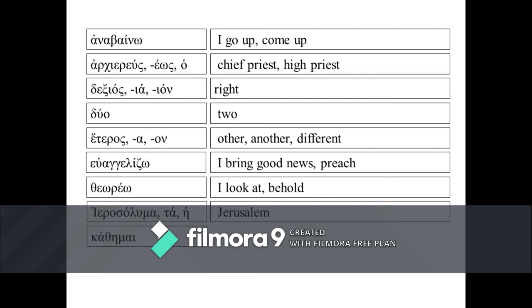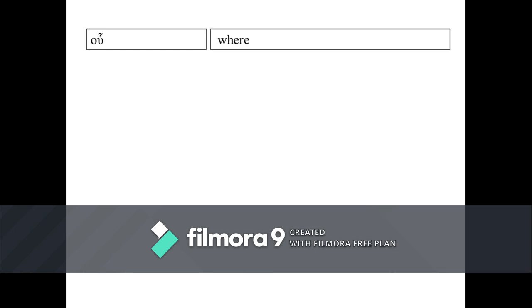Katheemai. Katheemai is to sit down or to live, to dwell. Katabaino. Where anabaino means I go up, katabaino, obviously, I go down. Hou. Where?